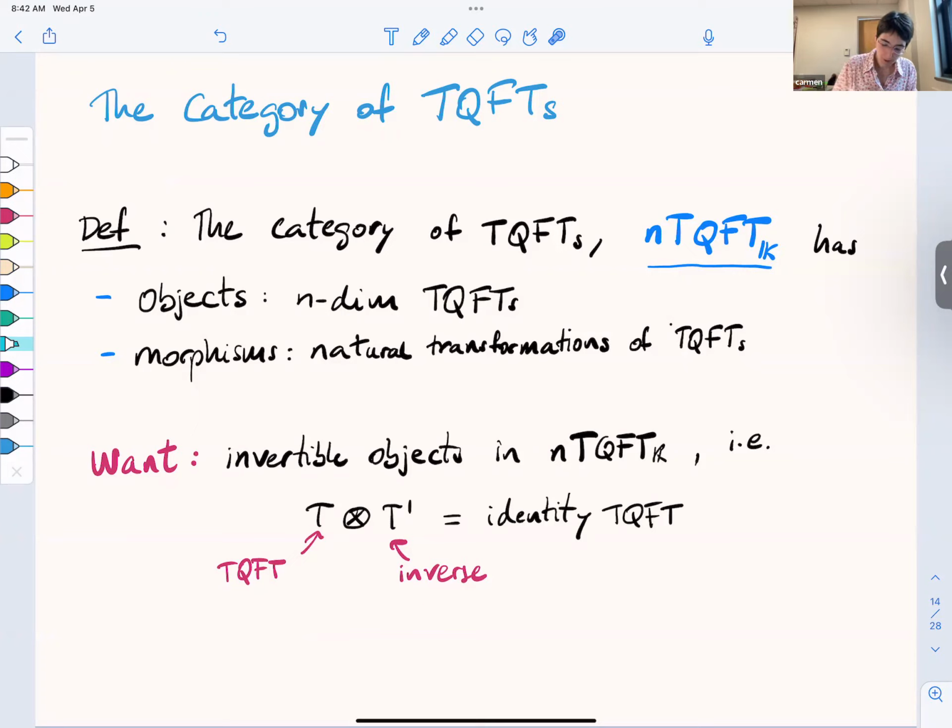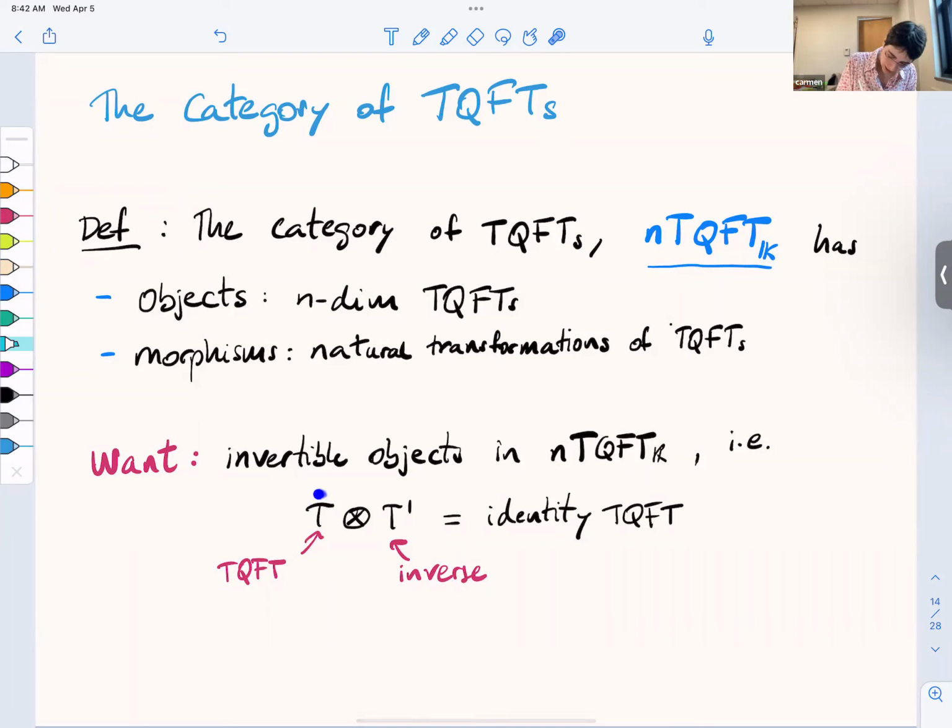Right? So what are now the morphisms in that category? Well, they're going to be natural transformations of TQFTs. If you have a functor and another functor, what you need is a natural transformation. And maybe in the next few slides, we're also going to want some notion of invertible objects in this category of TQFTs. What do we mean by that?